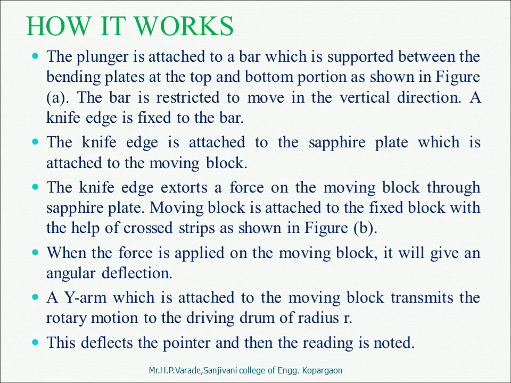The knife edge exerts a force on the moving block through the sapphire plate. The moving block is attached to the fixed block with the help of cross strips as shown in figure B. When the force is applied to the moving block, it will give an angular deflection. A Y-arm which is attached to the moving block transmits the rotary motion to the driving drum of radius r. So this deflects the pointer and then the reading is noted.